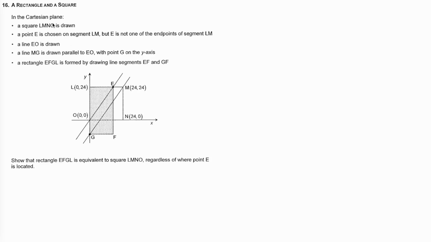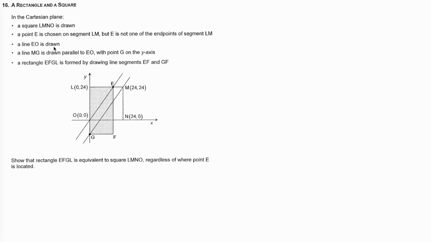A rectangle and a square. In the Cartesian plane, a square LMNO is drawn. This square LMNO. Point E is chosen on line segment LM, but E is not one of the endpoints. It's not L and it's not M, somewhere along here. It's not one of the endpoints of the line segment LM.